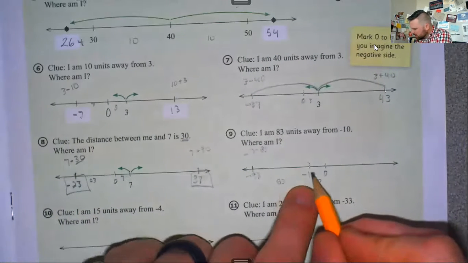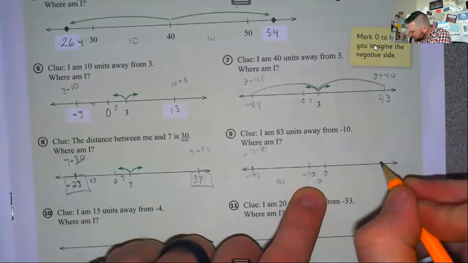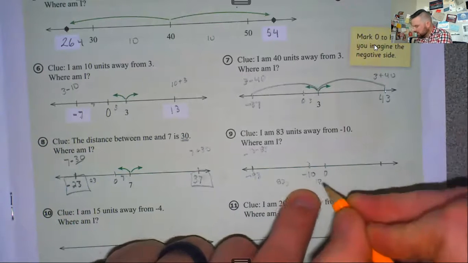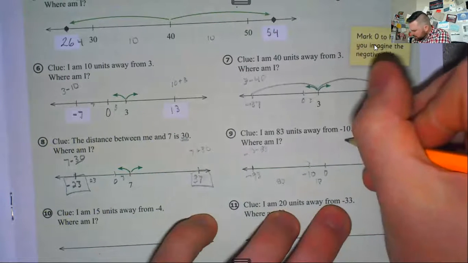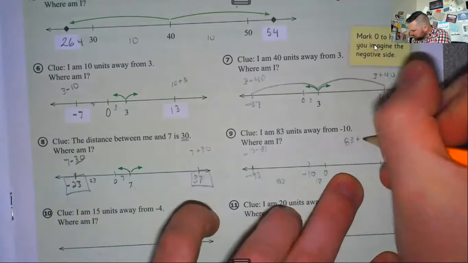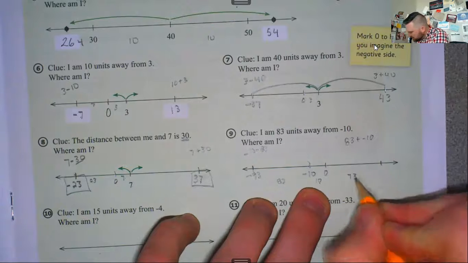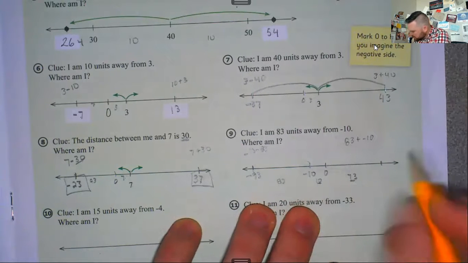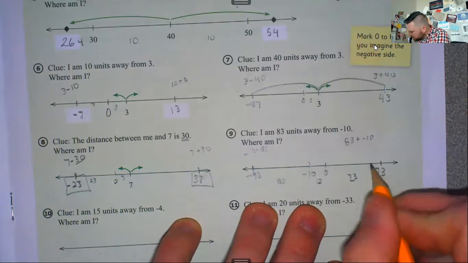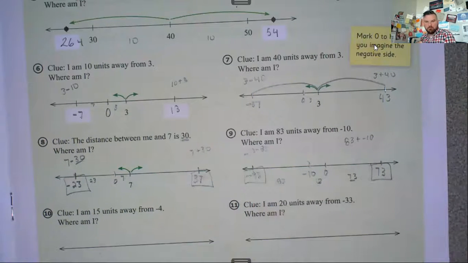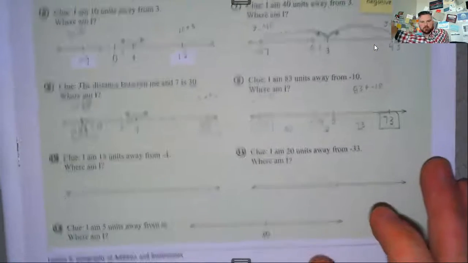From negative 10, I need to go 83 this way. Well, from here to here is 10, but from here to here has to be the difference of that. So 83 minus 10 would be 73. Because if I add 10 plus 73, I get the 83. So 0 and 73 units away is positive 73. So that one's 73, this one's negative 93. Kind of confusing stuff, but we can get it with lots and lots of practice.